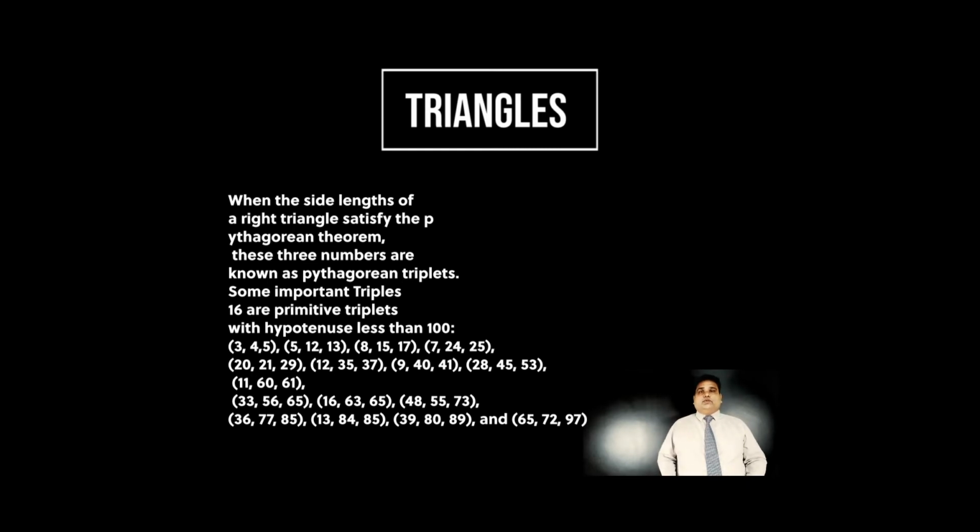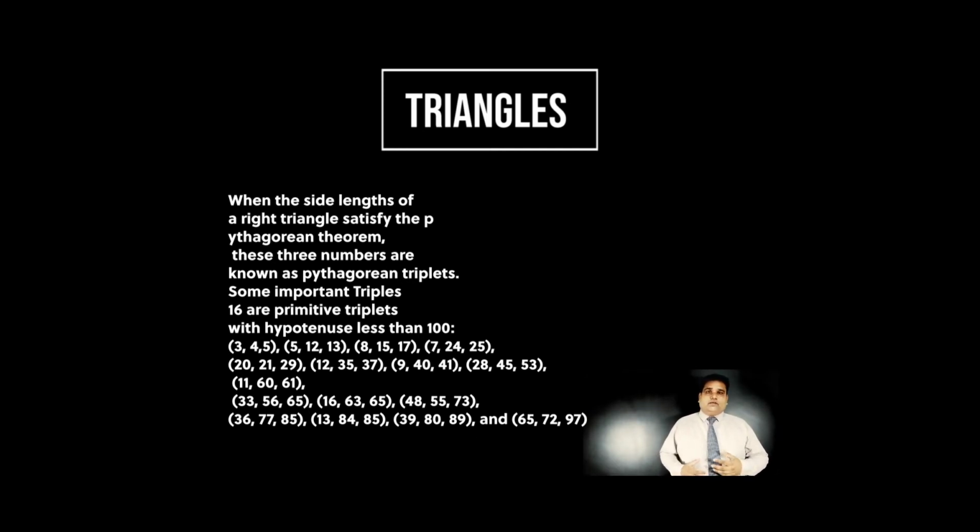Some famous triplets are 3, 4 and 5. How is it a triplet? Because 5 square is 25. 25 is equal to 4 square, which is 16, plus 3 square, which is 9. So 25 is equal to 16 plus 9, which is 25 equals 25.